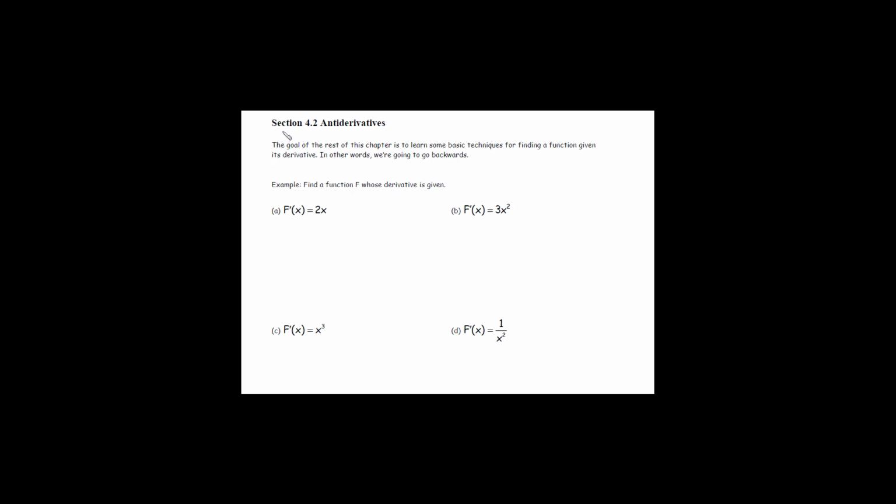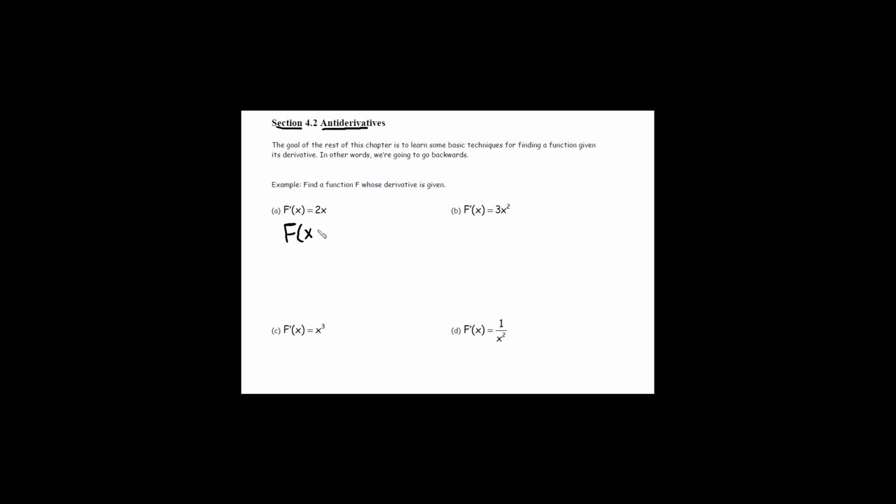In this section, we're going to talk about antiderivatives. The goal of the rest of this chapter is to learn some basic techniques for finding a function given its derivative. In other words, we're going to go backwards: find a function f whose derivative is given. Let's say that the derivative is 2x.